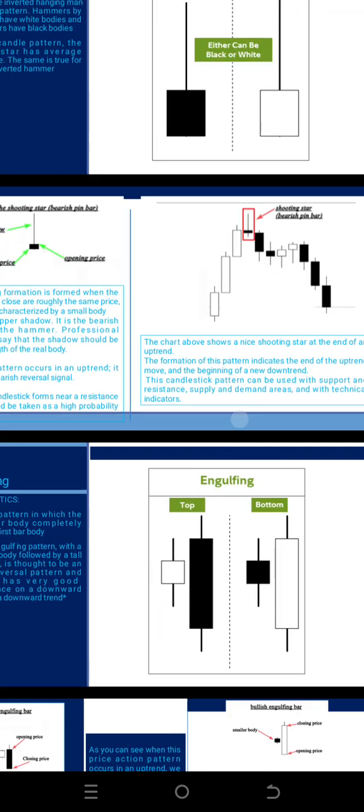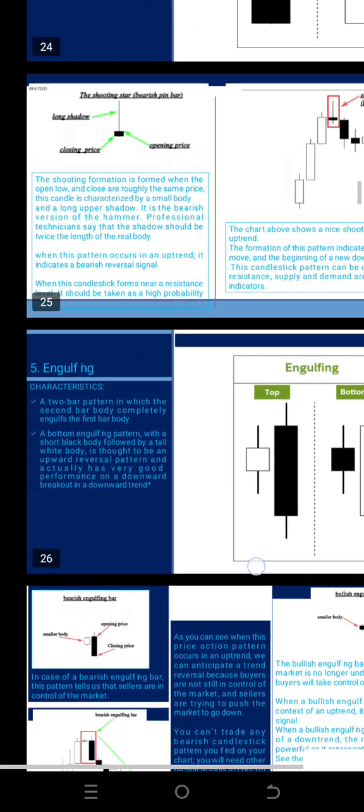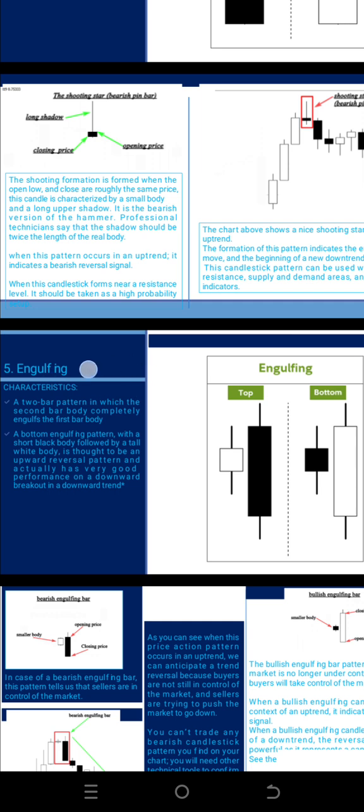So then we now have what is called the engulfing candle. This is also very important.